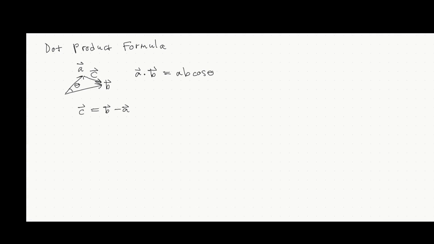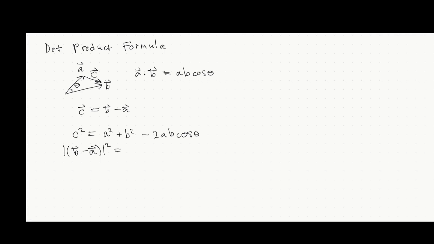So we're going to go directly to the law of cosines, which says that C squared, the magnitude of the side C of this triangle that these three vectors form, is equal to the magnitude of A squared plus the magnitude of B squared minus 2AB cosine theta. So we know that the magnitude of C squared is the magnitude of B minus A, squared.